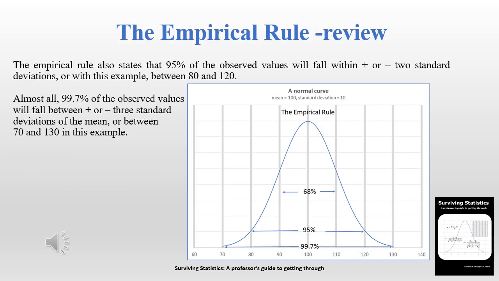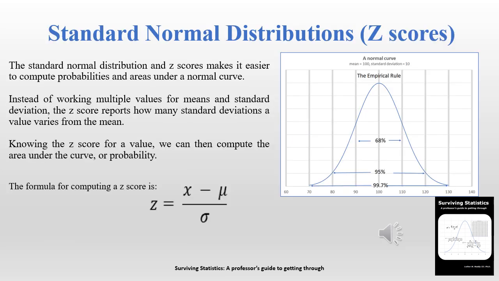Let's just run through those numbers real quickly with the empirical rule. Approximately 68% is within plus or minus 1 standard deviation, 95% within plus or minus 2, and practically all, or 99.7%, within plus or minus 3 standard deviations of the mean. We need to talk about working with z-scores. At first glance, it seems like z-scores are an extra step, but trust me, they're going to make your life a whole lot simpler in the long run.